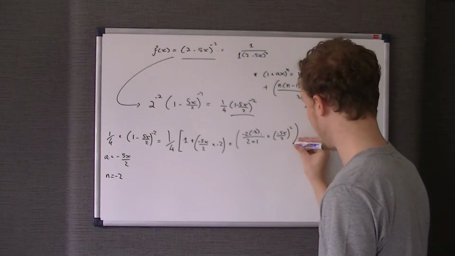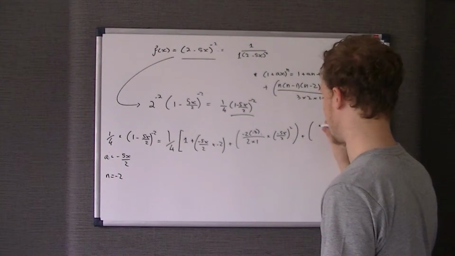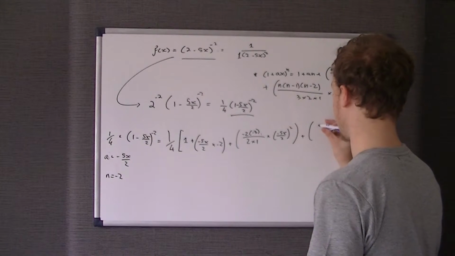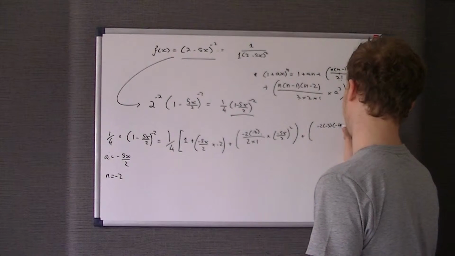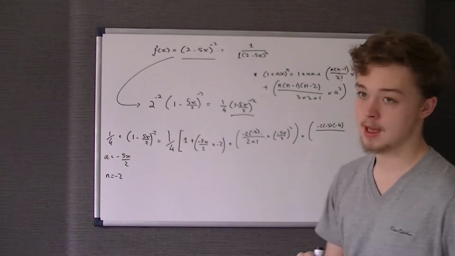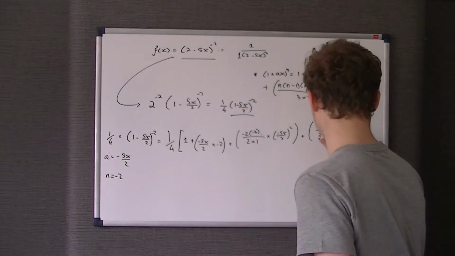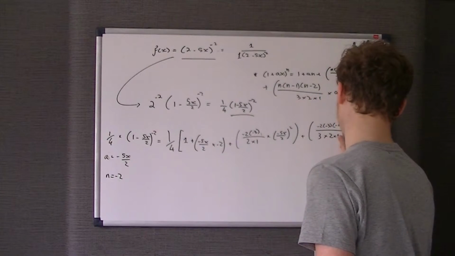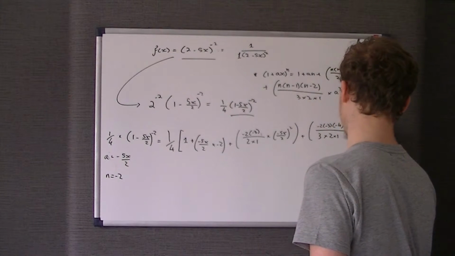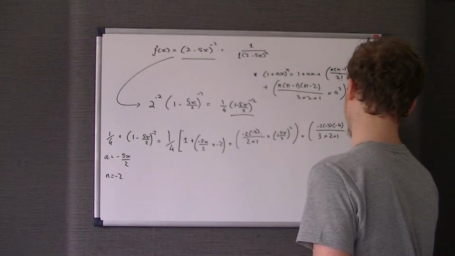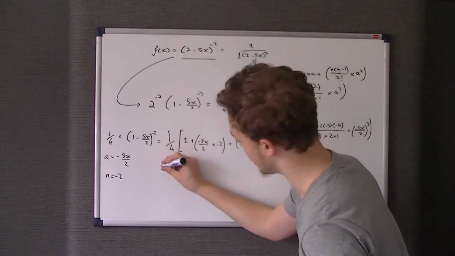Okay, and it wants it up to the term in x cubed, so we just carry on doing this method. So it's -2 times -3 times -4, because that's n take 1, n take 2, over the factorial of 3, which is 3 times 2 times 1, times a cubed, so that's -5x over 2, all cubed. Okay, and that was just a case of simplifying it down.